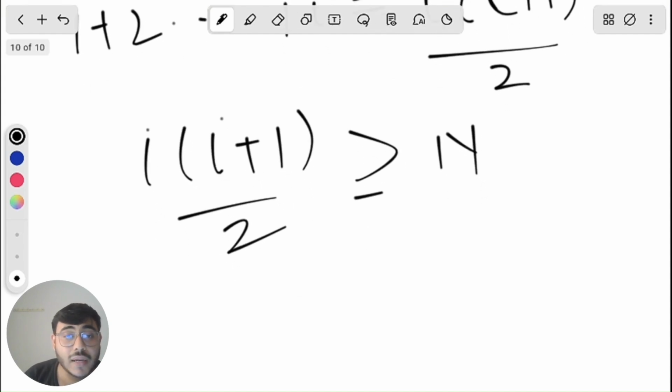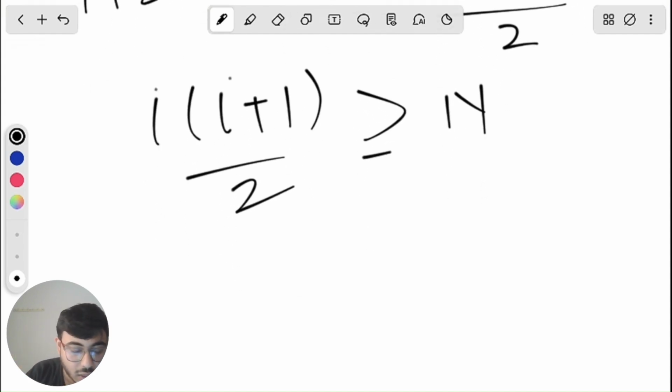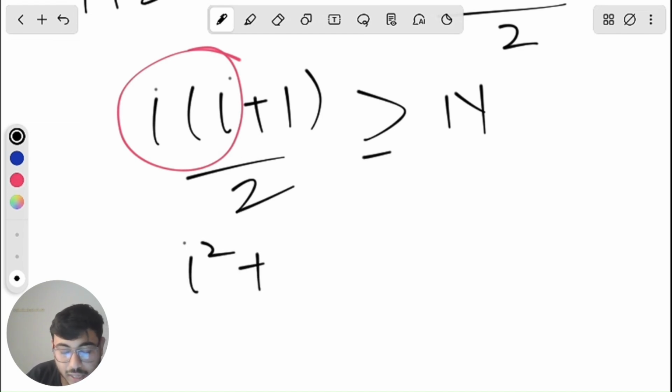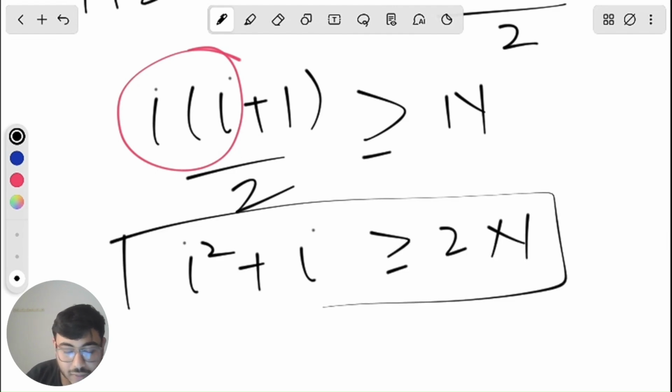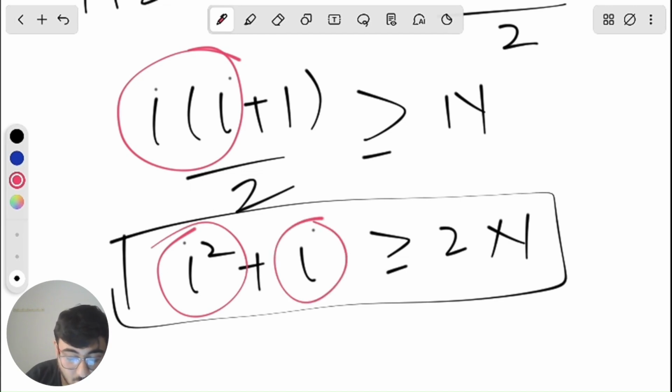Okay. Now in other ways we can also see that this is a quadratic term. यहाँ पर dominating factor क्या है? If we open out this term, we can see this is I square plus I greater than equal to 2n. ये ऐसी क्वेश्चन कुछ बनेगी, right? So here we can see the dominating factor is I square. I is not a dominating factor. I square is a dominating factor.